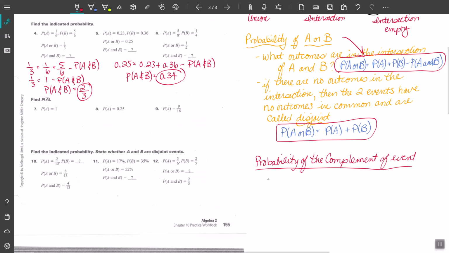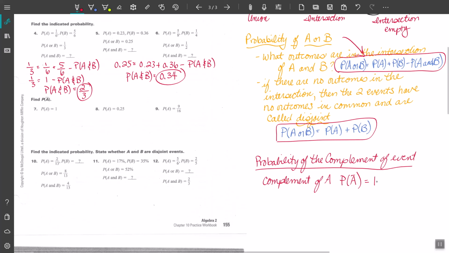So the complement of A is going to be the events that are not included in event A. We're going to write it like this: probability of A bar. And the formula for that is 1, meaning 1 in probability is like a 100% chance that the actual event is going to happen.